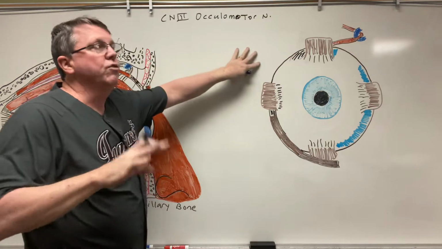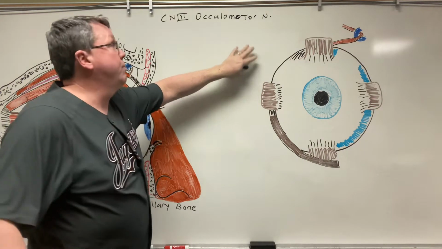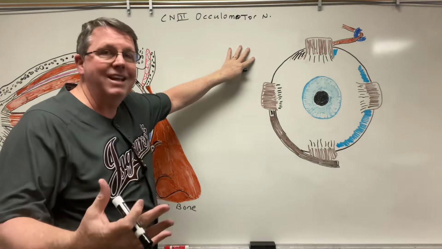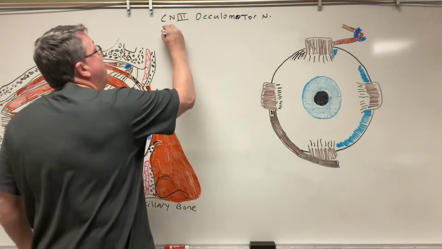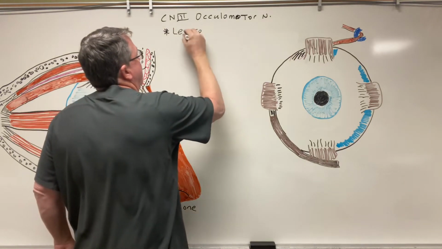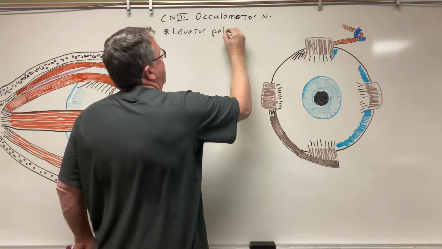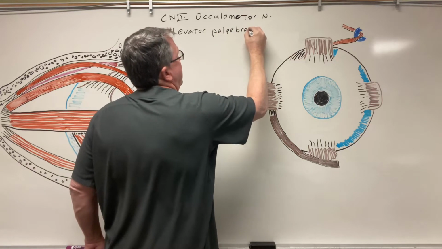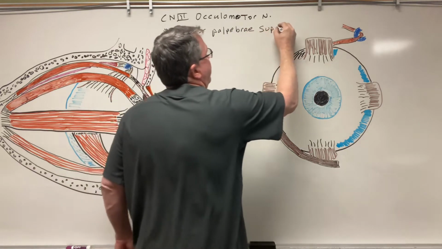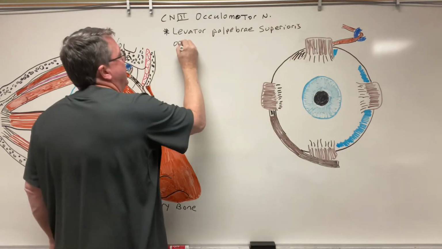The first muscle I am going to cover is the Levator Palpebrae Superioris, and this is usually not considered an extraocular muscle, but it does open your eyelids. So it's the Levator Palpebrae Superioris. Okay, and this opens your eyelid.